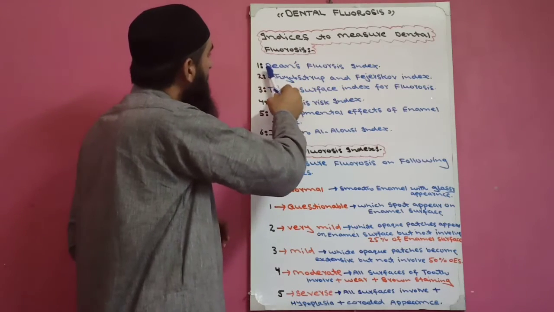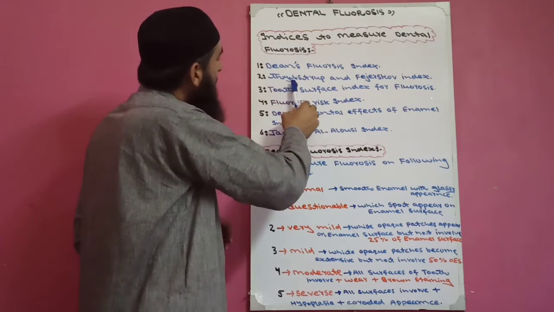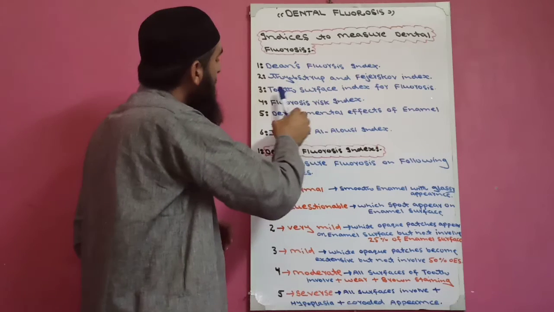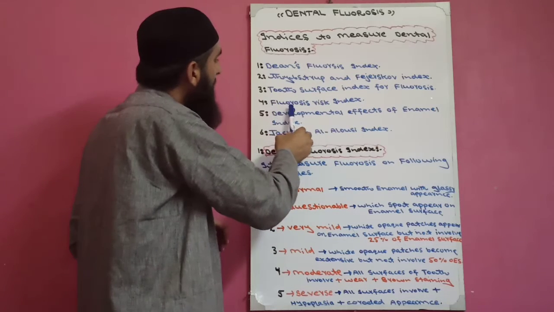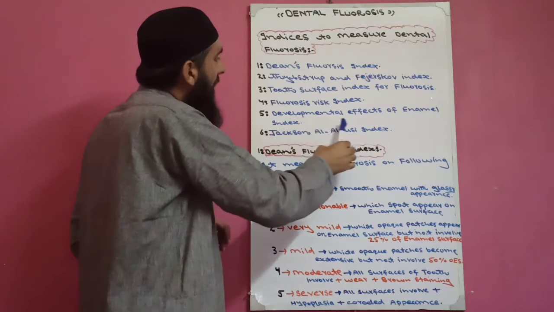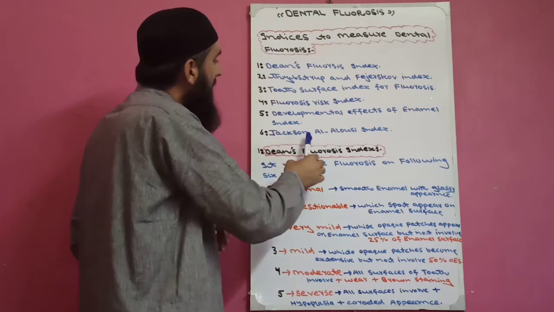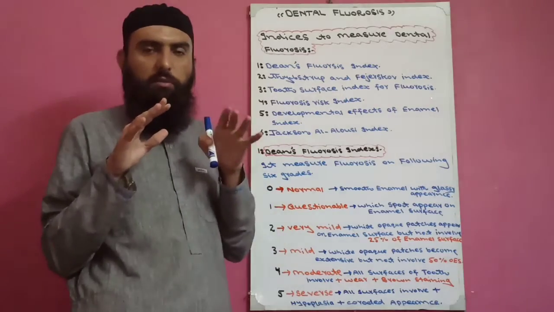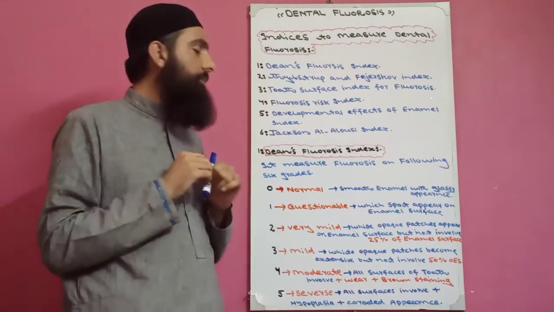Now, first the names of the indices used to measure dental fluorosis. Number 1, first is Dean fluorosis index. Second is Thylstrup and Fejerskov index. Third is tooth surface index for fluorosis. Fourth is fluorosis risk index, fifth is developmental effect of enamel index, and number 6 is Jackson-Alausi index. These are the 6 indices which are used to measure the severity of fluorosis.